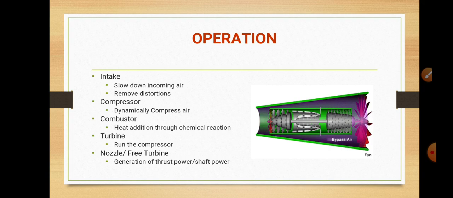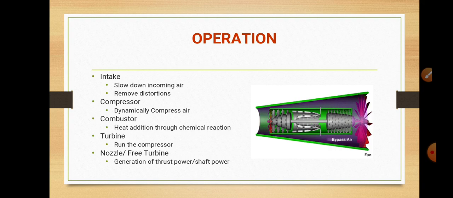Then this compressed air, having reduced velocity and increased pressure, will be transferred to the combustor, where we have heat addition through chemical reaction. Here we inject fuel and burn it, so that there is an increase in heat and temperature. This process takes place at constant pressure.